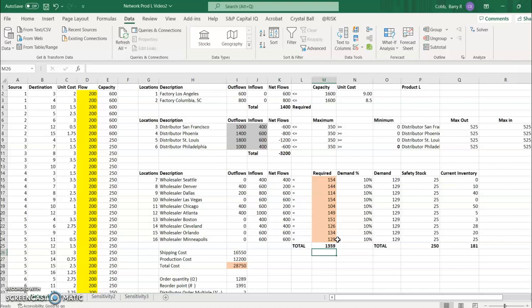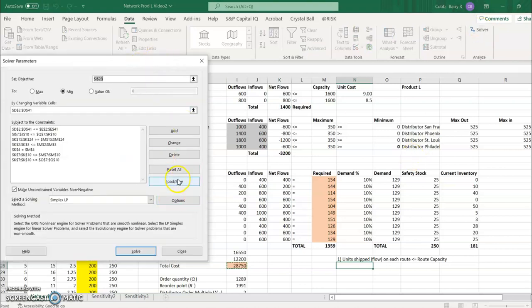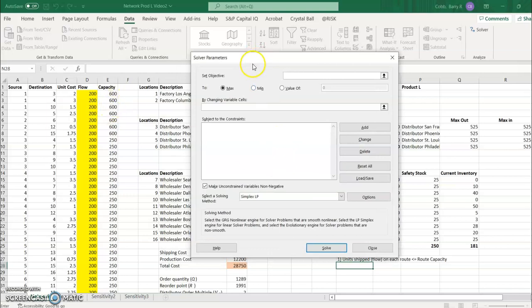All right, so now what we need to do is specify the constraints in the model. And so the first constraint in the model is going to be that the units shipped, or the flow on each route, is less than or equal to the route capacity. And that's over here in columns D and E. So let's enter that into Solver. We'll reset this and just start over. Okay, so the objective is going to be the total cost, and we want that to be minimized. And then the changing cells will be the flows.